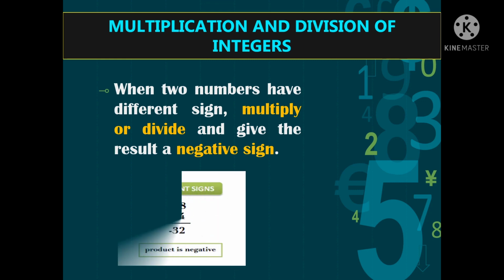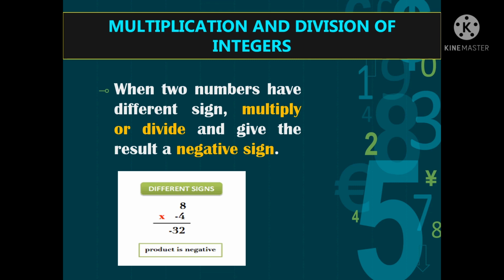So an example for multiplication, we have here positive 8 multiplied by negative 4. They have different signs, so we will multiply them also. But we will give this time a negative sign to the result. That's why we have negative 32.